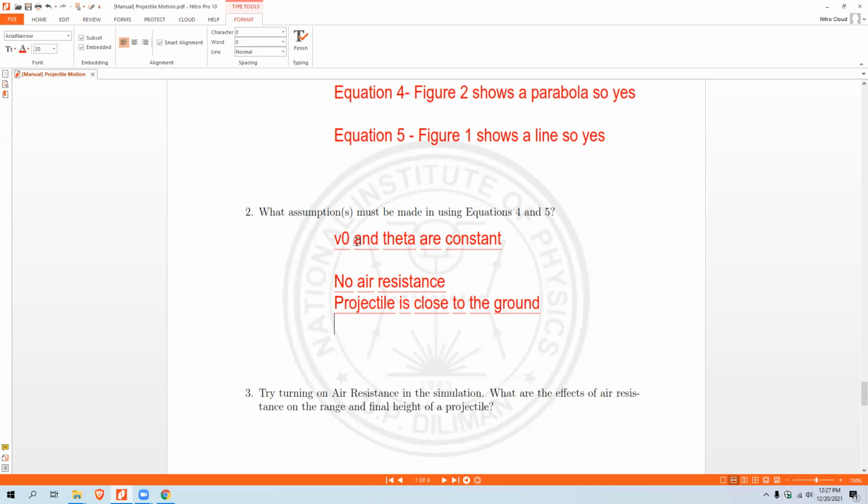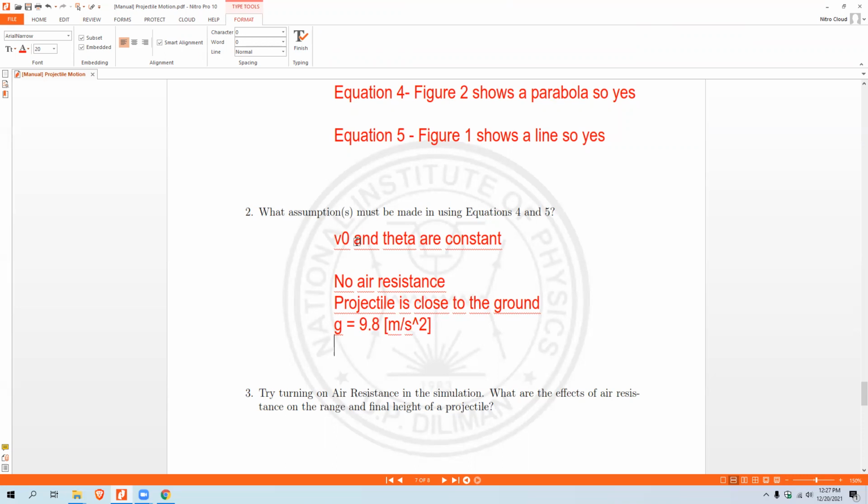So tong first na answer sa air resistance ay makikita natin mamaya kung bakit. Pero yung pangalawa, the projectile is close to the ground. This is because the value of G is only 9.8 meters per second squared only when the projectile is close to the ground.